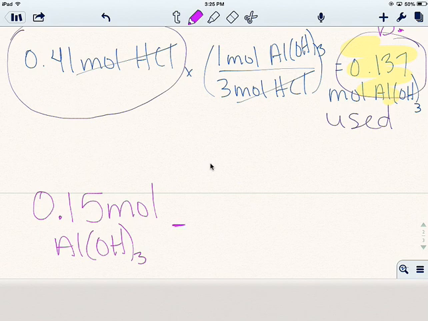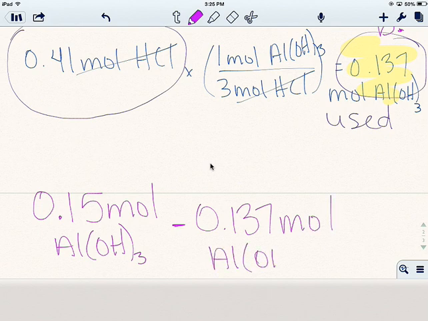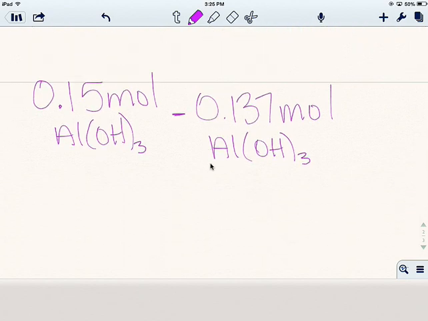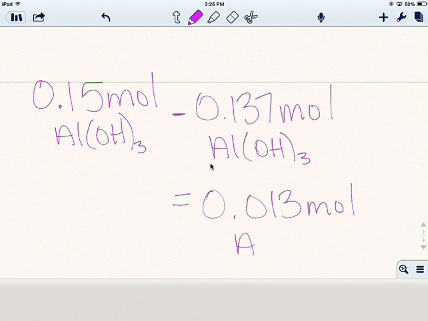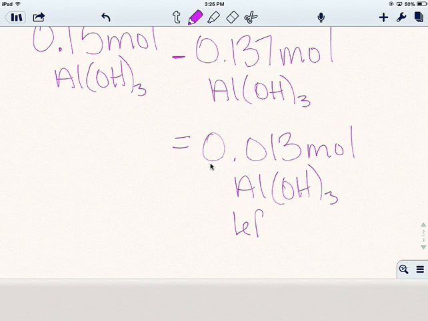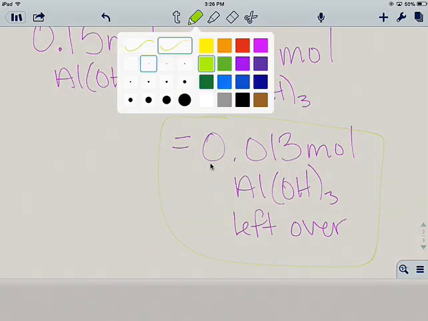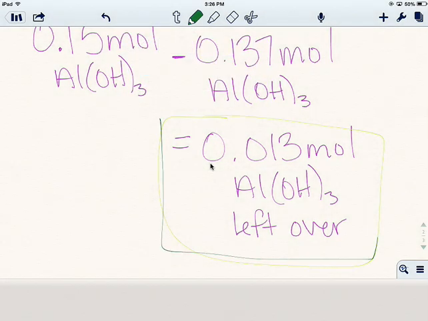I used 0.137 moles. So just by simply subtracting, you'll find that the amount you have left is 0.013 moles of aluminum hydroxide. And this is what is left over. So that, let's do a different color, answers part C of this question.